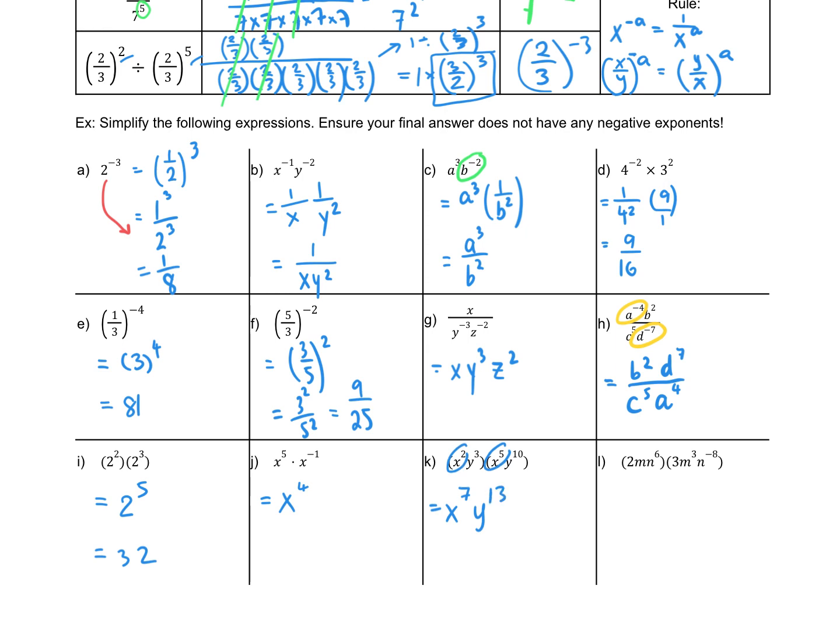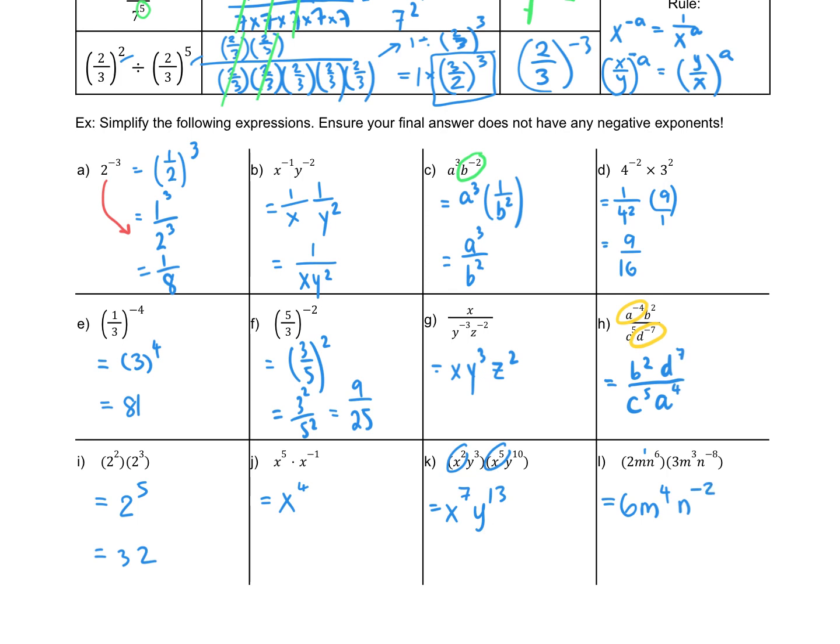Next, now I have some coefficients. So 2 and 3, they're not the same base, so I can't add any exponents, but I can multiply those coefficients. 2 times 3 is 6. And then m, if you would like, has an invisible 1 as its exponent. So keep that in mind, because when we apply the product rule to the m's, we'll have 1 plus 3, which is 4. And for the n's, 6 plus negative 8 is negative 2.